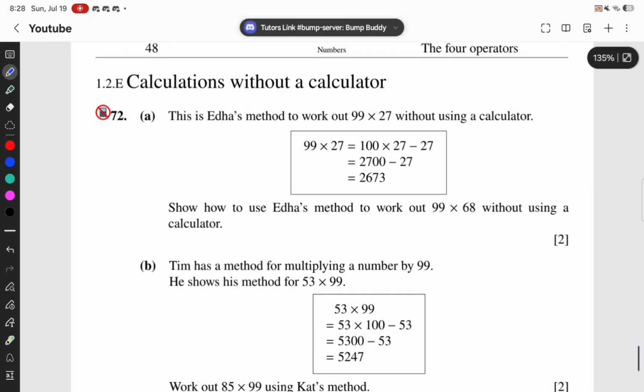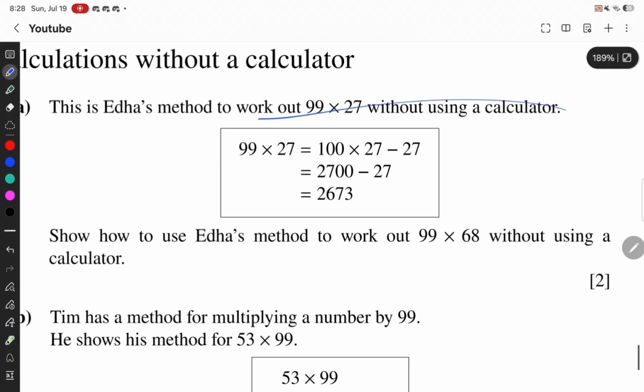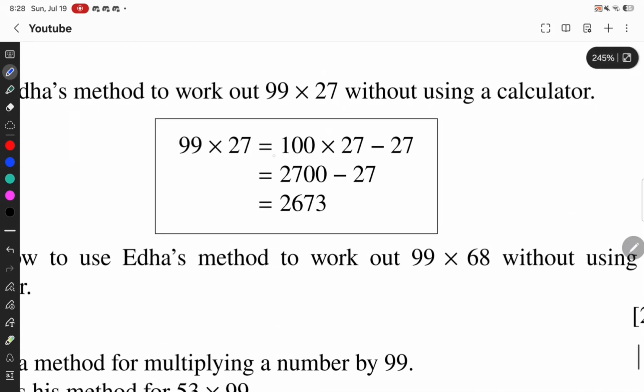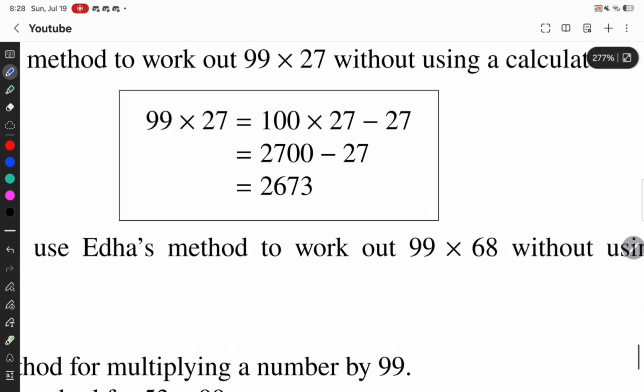What do you have here? This is Ada's method to work out. This is without using a calculator. Show how to use Ada's method to work out. Let's see what they did. 99 times 27 is equal to 100 times 27 minus 27. We get this, we get this. So let's do it here also.